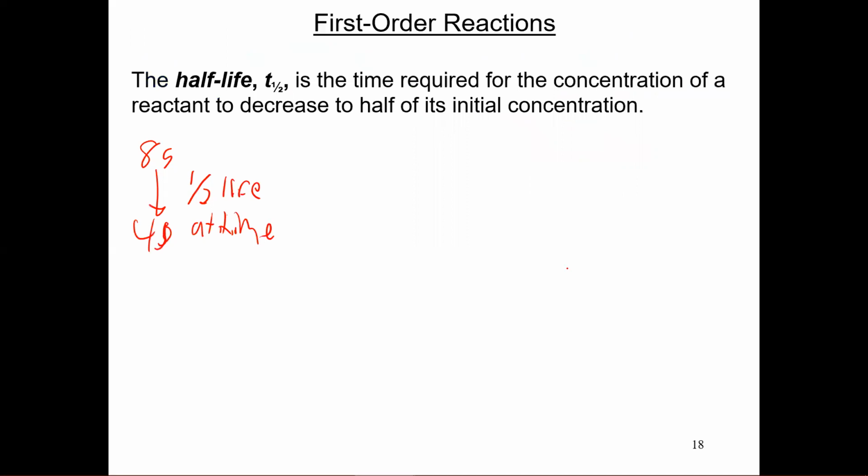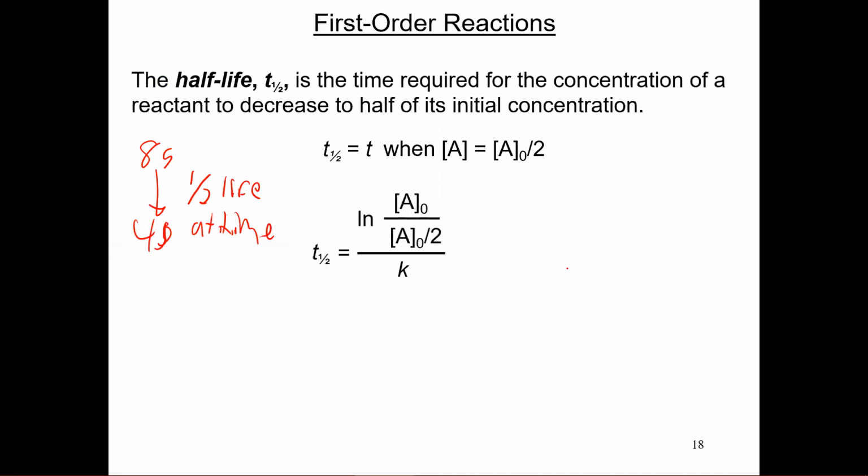The half-life is the time required for the concentration of reactant to decrease to half its initial concentration. So if you have 8 grams, it'll go down to 4. So when you have A equals A0 over 2, you can plug those values into it like this. The half-life t is the log of A0 over A0 divided by 2, divided by k. And then you get the relationship there, and that's the half-life for a first order reaction.